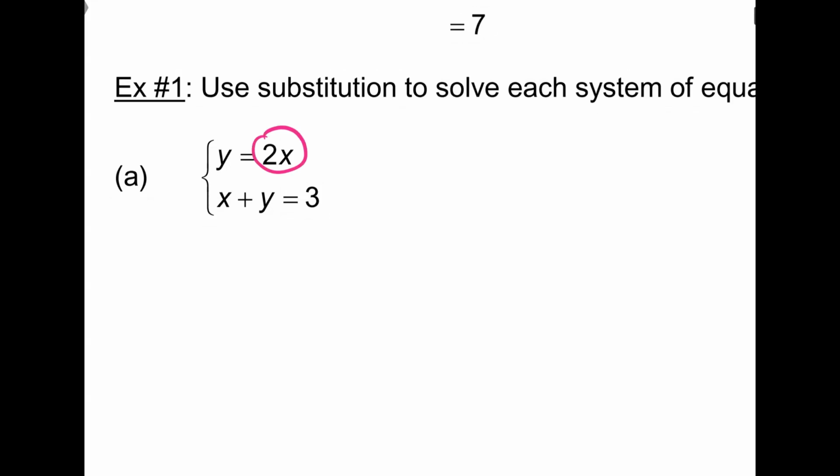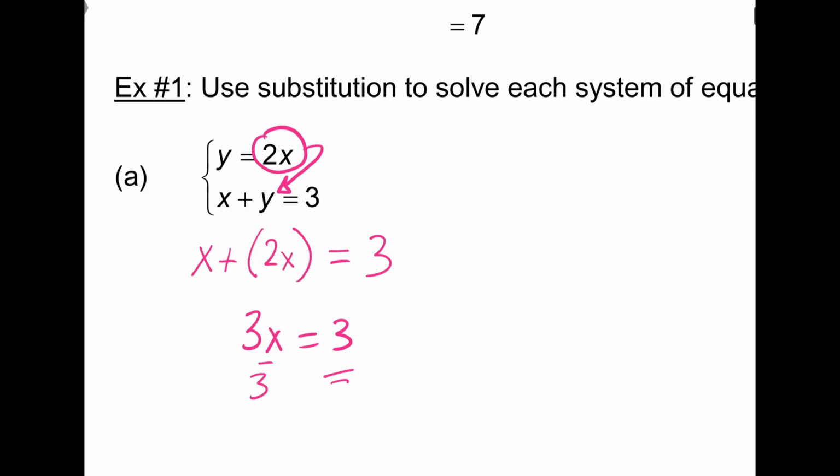So I see y is equal to 2x. If I plug that in for y, let's see what I get. x plus y, well, y is just 2x, equals 3. What is x plus 2x? 3x. So I have 3x equals 3. And how do I finally solve this? Divide by 3. So I get x equals 1.